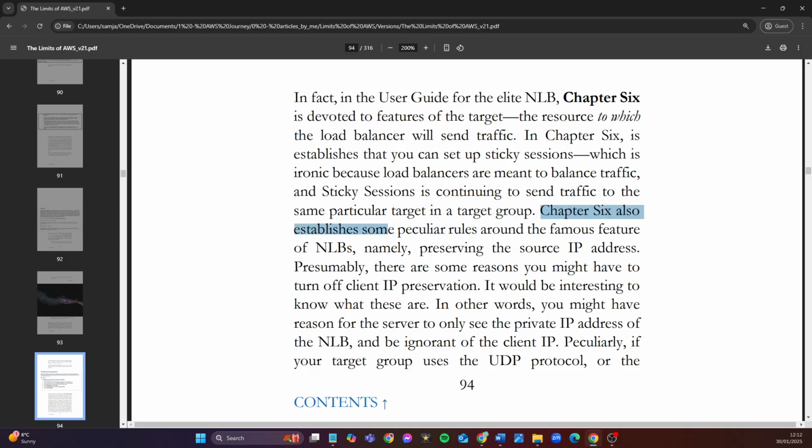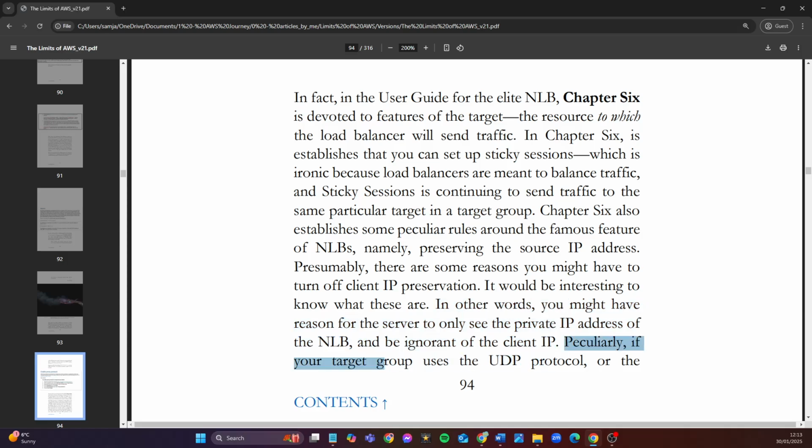Chapter 6 also establishes some peculiar rules around the famous feature of NLBs, namely that they preserve the source IP address. Presumably, there are some reasons you might have to turn off client IP preservation. It would be interesting to know what these are. In other words, you might have reason for the server to only see the private IP address of the NLB and be ignorant of the client IP.